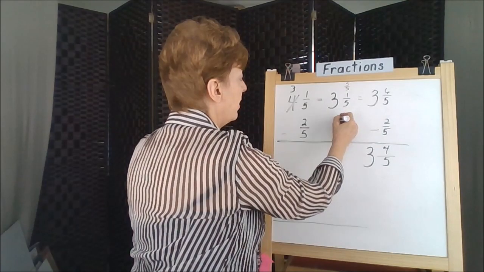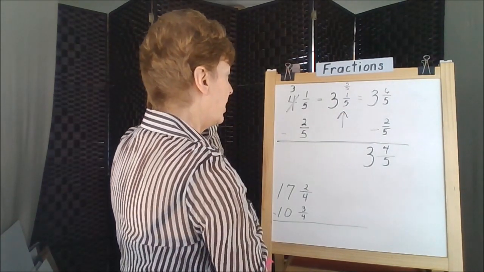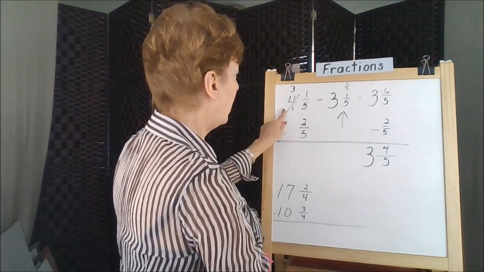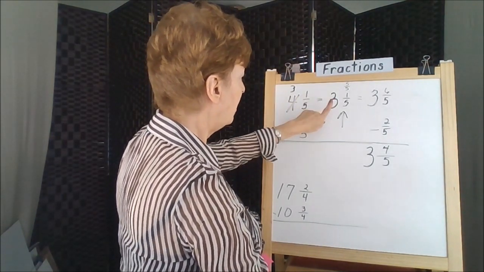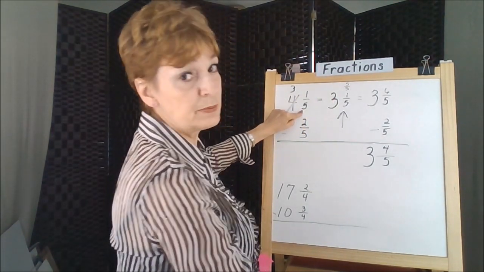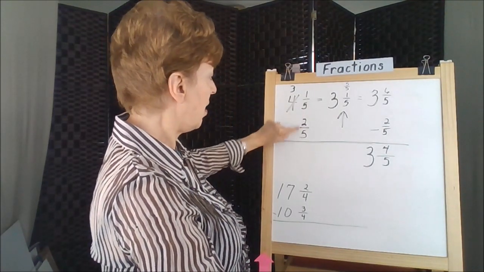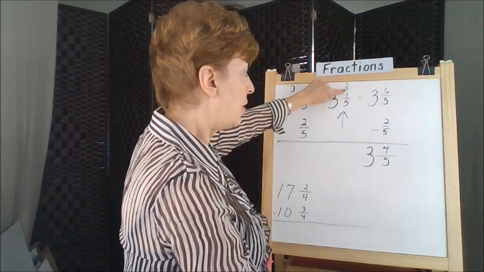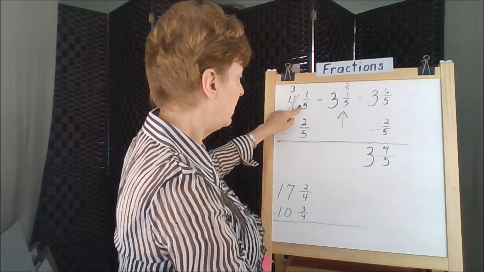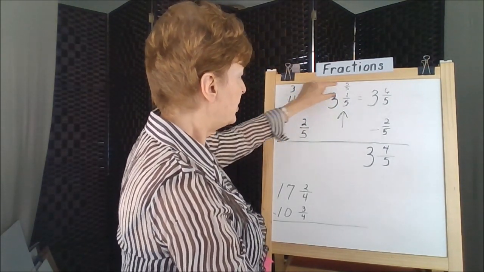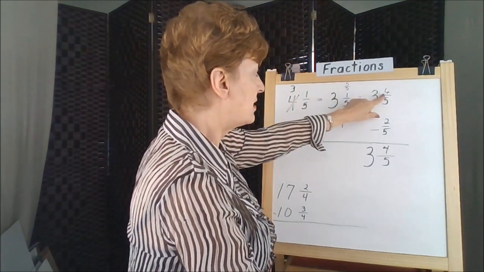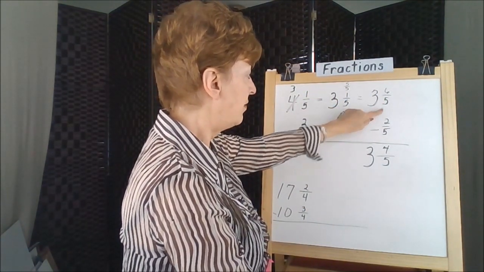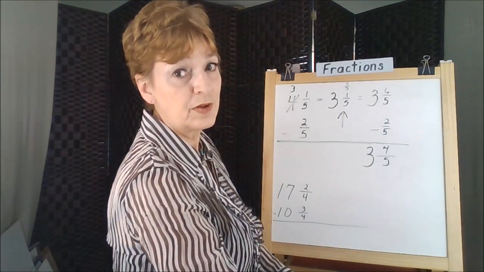This is the new part. The one whole that we are renaming, we're renaming it as 5ths because that's what we need for our common denominator, which gives us 5/5. But you already had 1/5 from the problem itself. So the combination of that gives us 6/5. And that finally gives us enough to subtract the 2/5 from it.